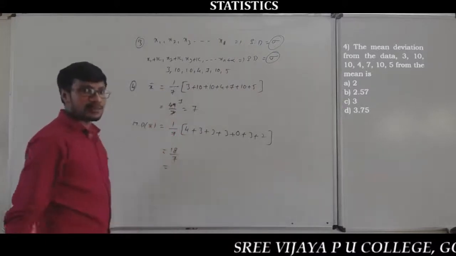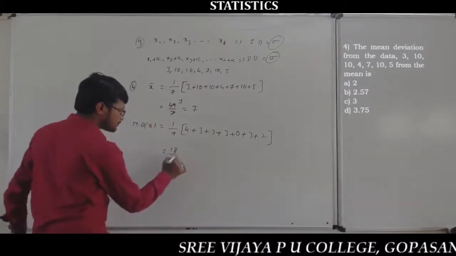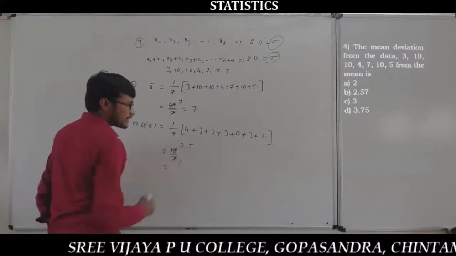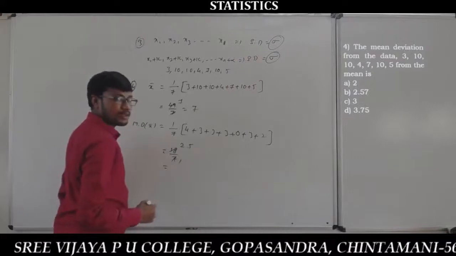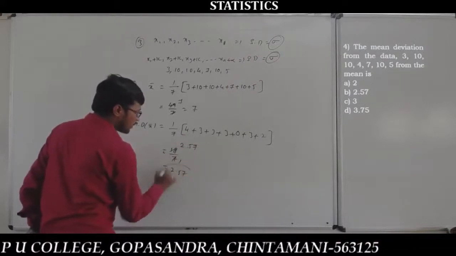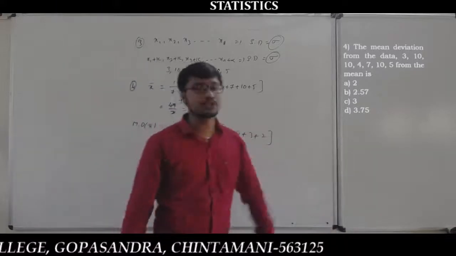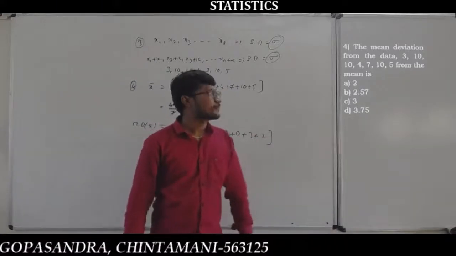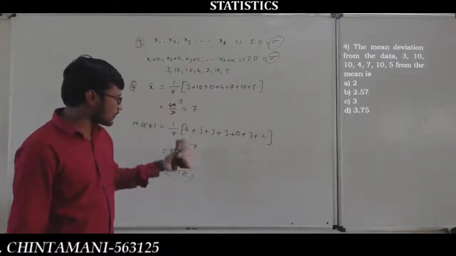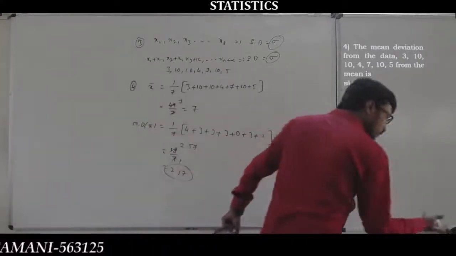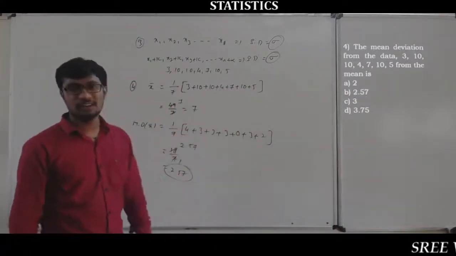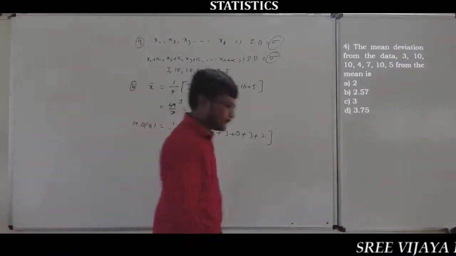We already did 18 by 7 earlier. 7 twos are 14, remaining 4. Then 7 fives are 35, remaining 50 means 7 sevens are 49. You will get 2.57. So option B. Got it? Same as what we did in the first question. So 18 by 7 gives 2.57. That is the required answer. It's option B. Okay. Next one.